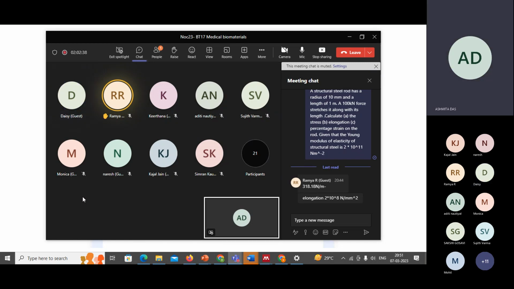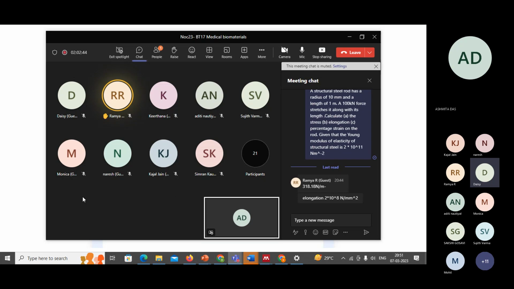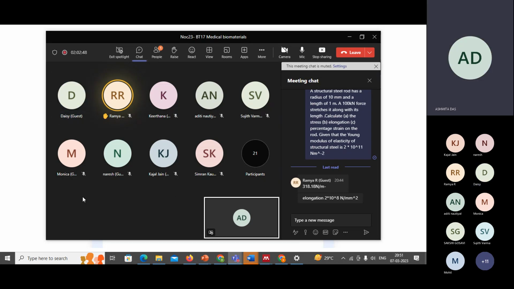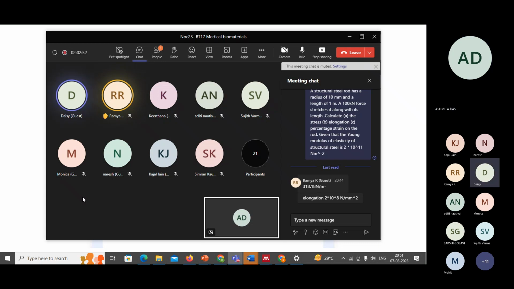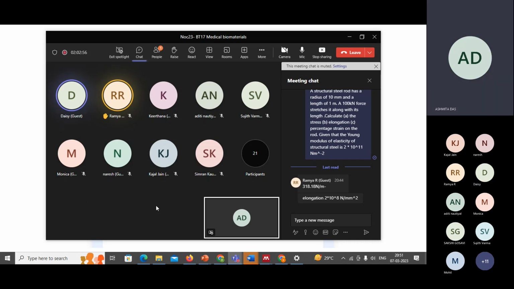So how do you calculate the percentage of the strain? Strain is del L by L into 100. Okay, so it comes to around 0.159%. So the correct answer is that.